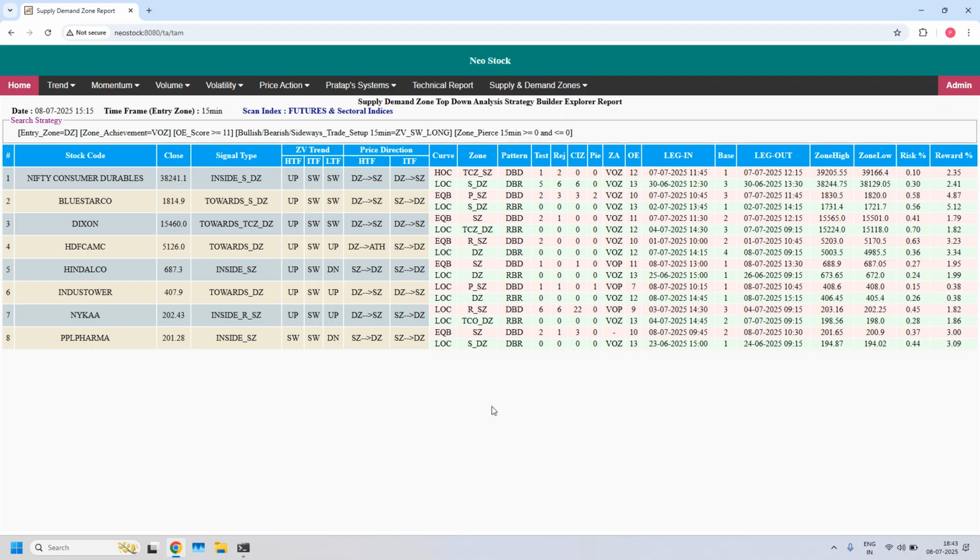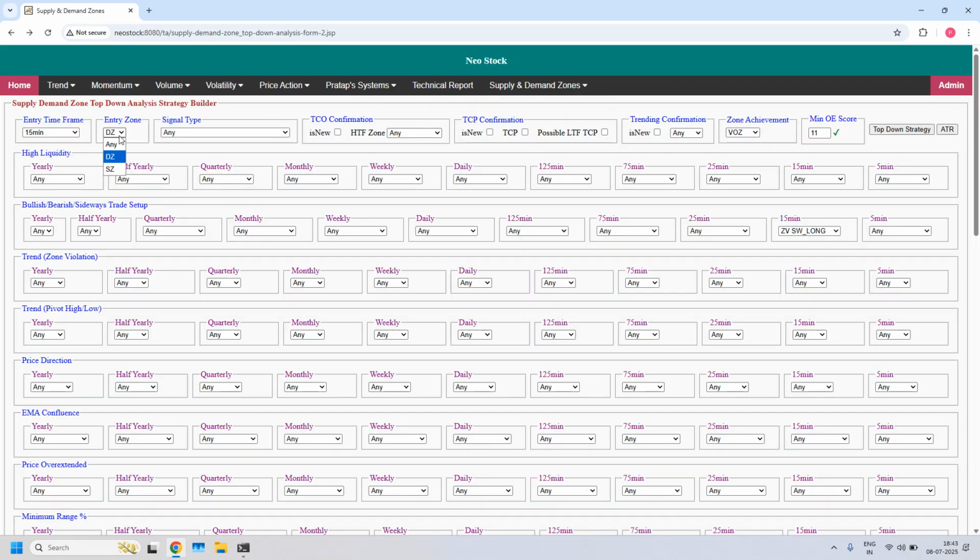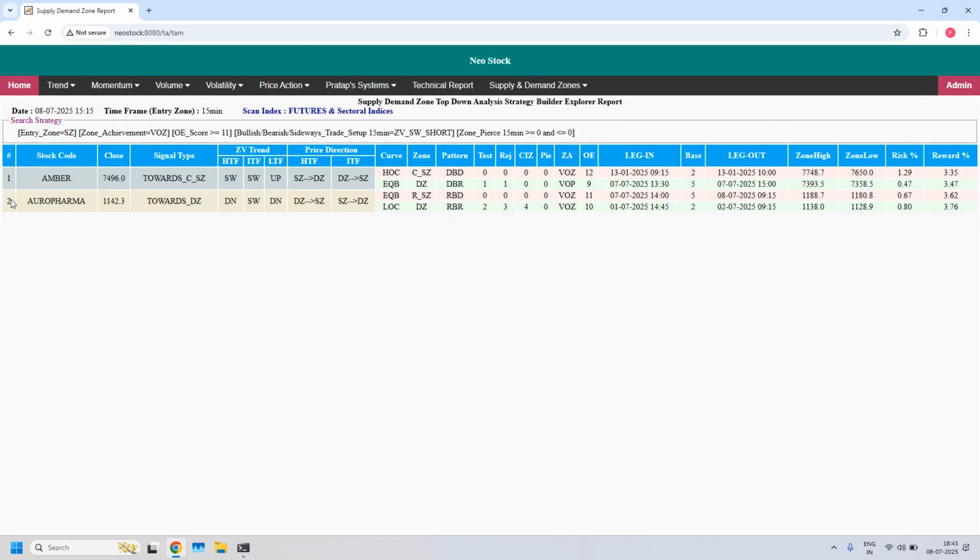Next, sideways short trade setup for daily income trade. Entry zones are 15 minutes supply zones. Here sideways short with these filters, we got 2 stocks. Entry time frame zones are 15 minutes supply zones.